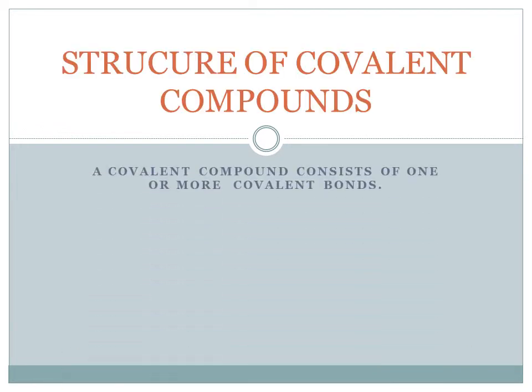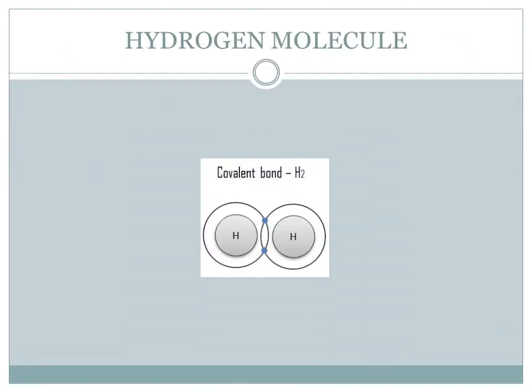Today we will study the structure of covalent compounds. A covalent compound consists of one or more covalent bonds. Let us see the structure of hydrogen molecule and the bond present in hydrogen molecule.